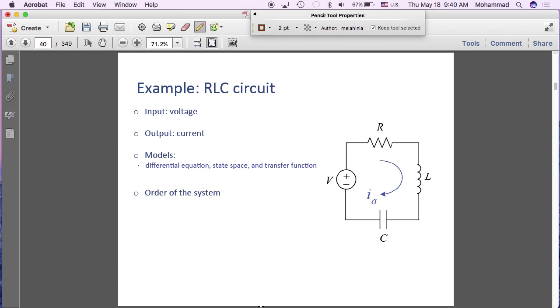So which Kirchhoff law are you going to use? The current law or the voltage law? The voltage law. So you have a closed circuit, you go around the circuit, you add voltages, and they should add up to zero. So starting from the source of voltage, this is a positive V.